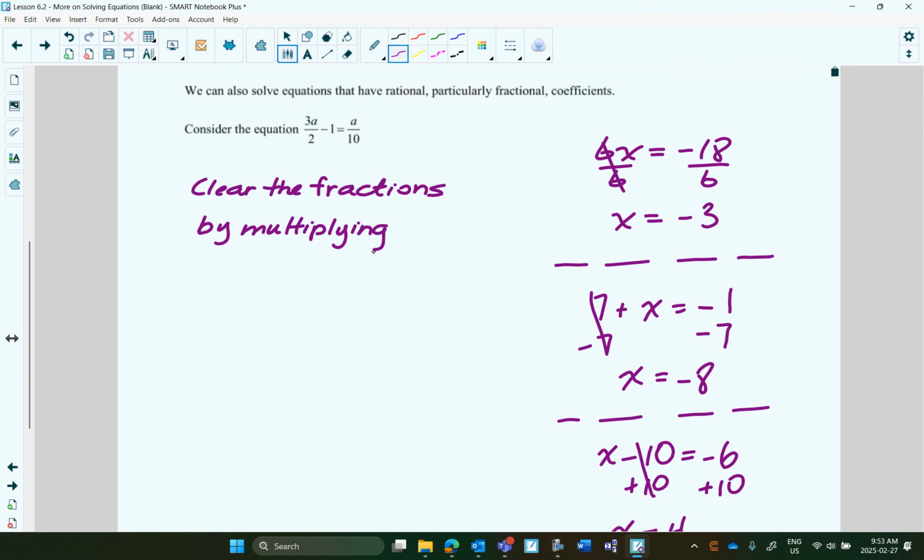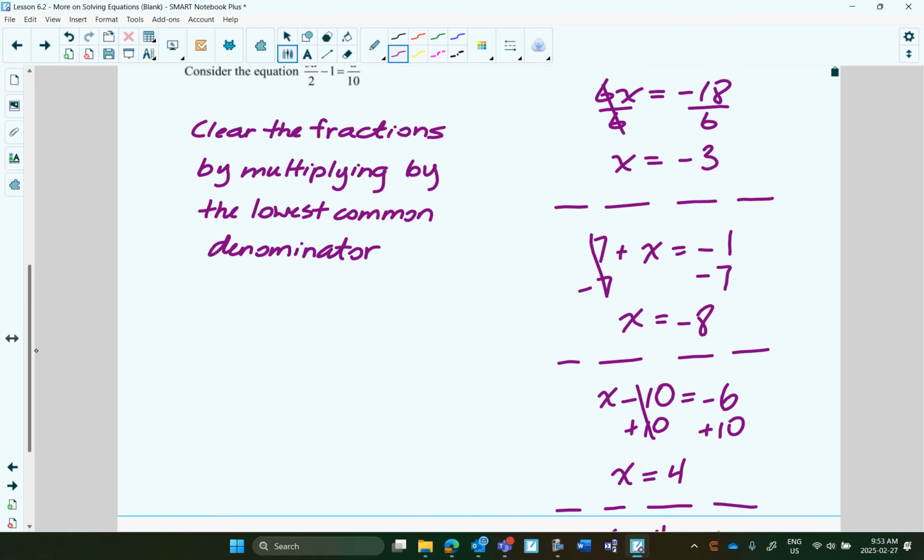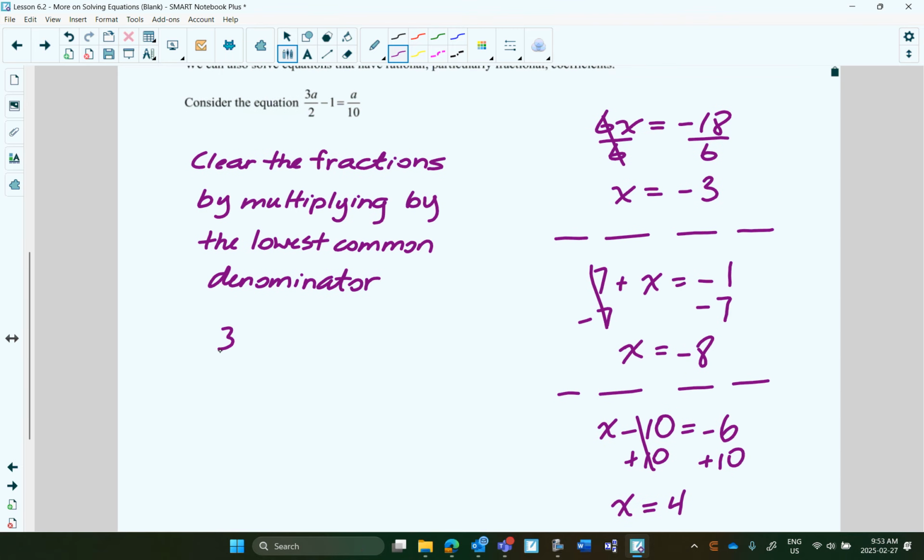What I can do is I can multiply by the lowest common denominator of the fractions. And I'll show you how that works when we do that. So I'm just going to rewrite this question. 3a over 2 minus 1 equals a over 10.